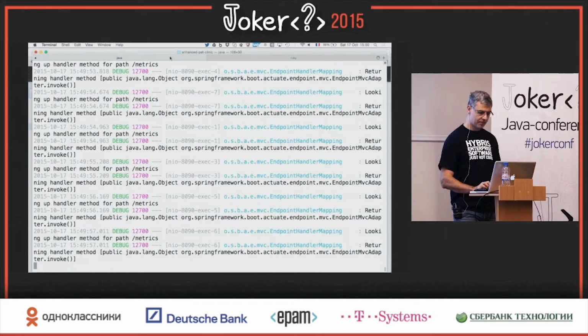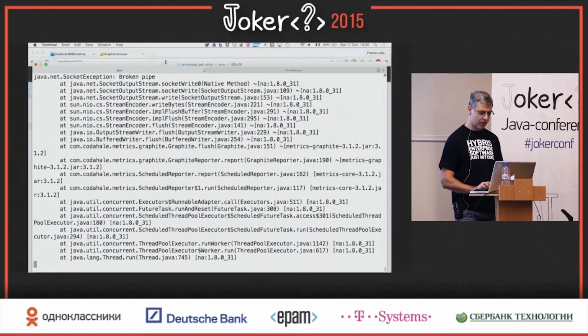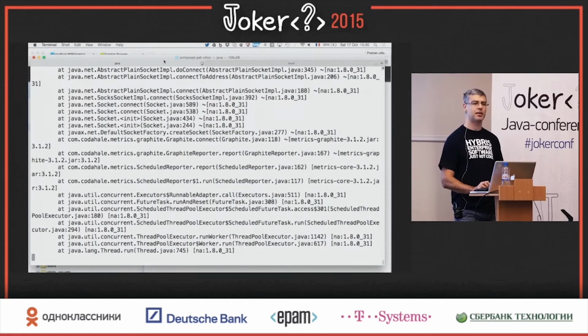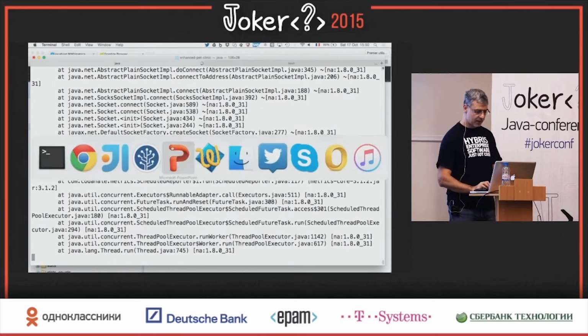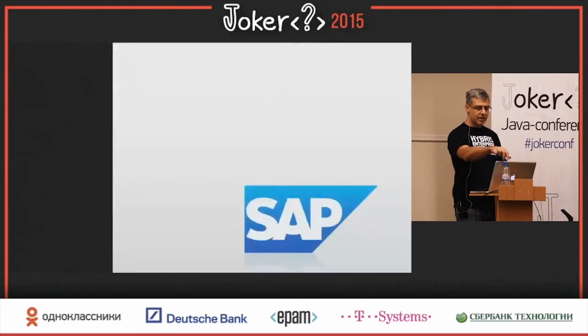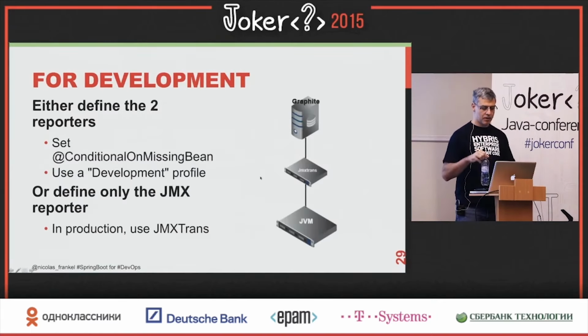And here, Spring Boot will make it very clear that it's not happy about not having Graphite. Yeah, sure. Of course, I configured it to use Graphite, and I'm shutting down Graphite. So basically, you have two options at this time for development time.